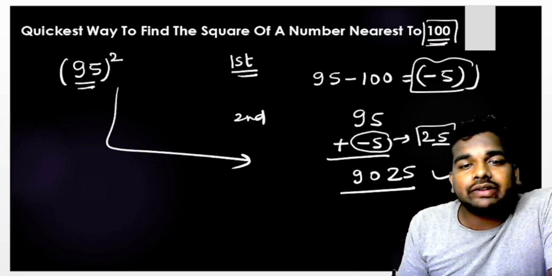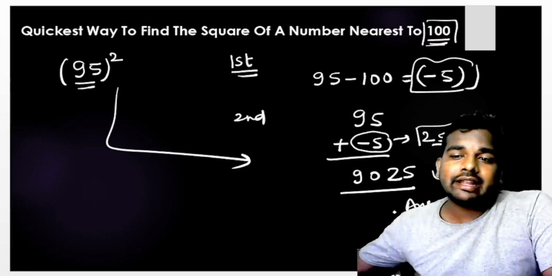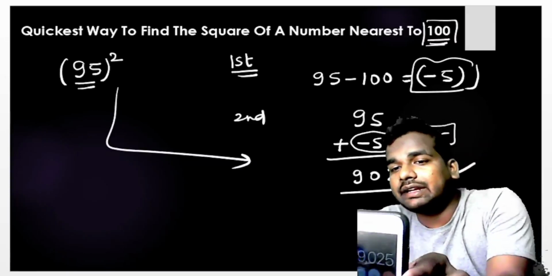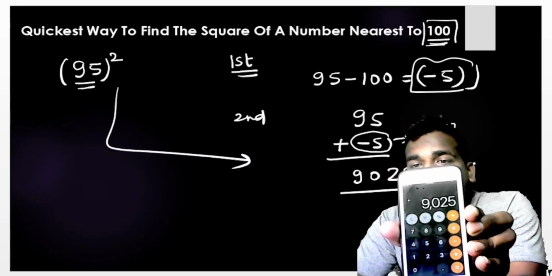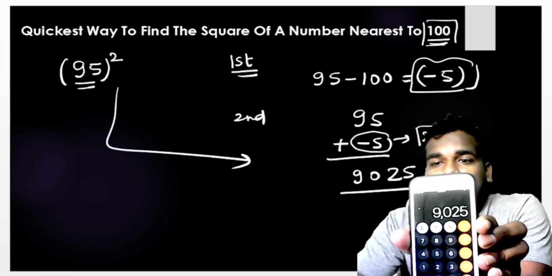What is the square of 95? Now we can take the help of a calculator. How much did you get, students? You can see it is 9025, and this was the result you got in this process also.